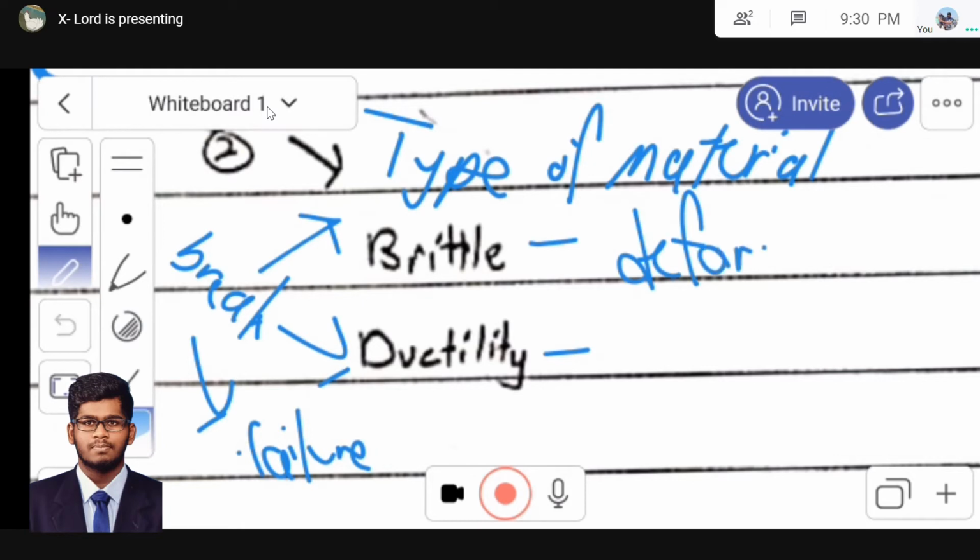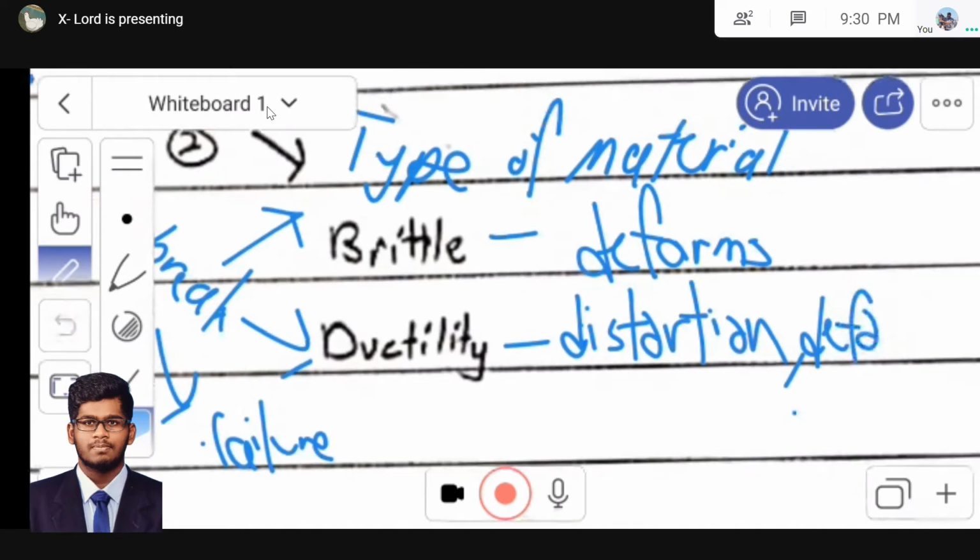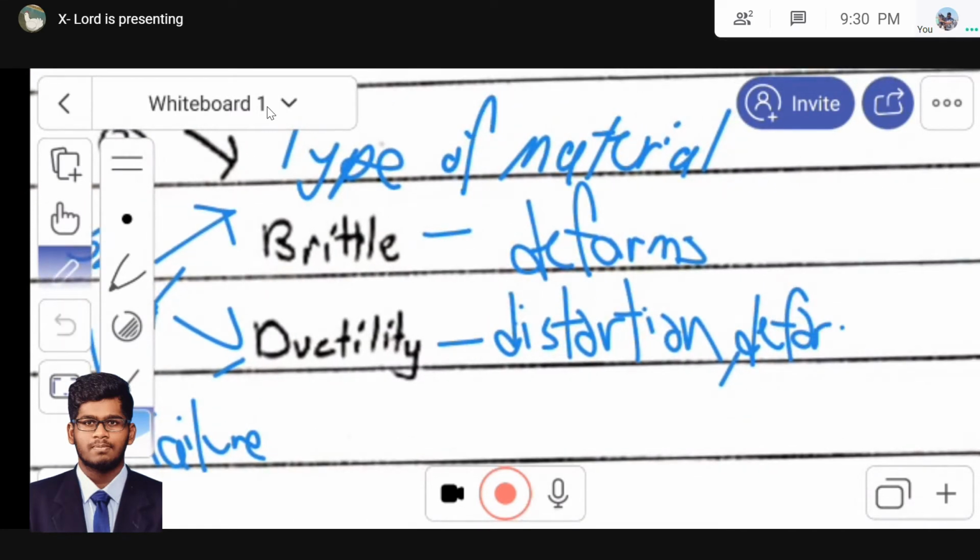Your ductility undergoes changing of size and shape. So it basically undergoes a few distortions, and then it deforms. So you can see that ductility has two processes. I'm not that good at writing in this, forgive me. Okay, we have those two.